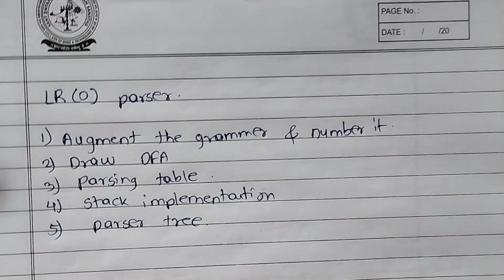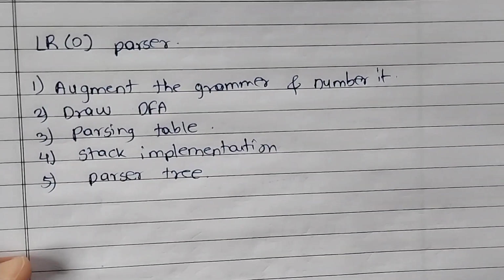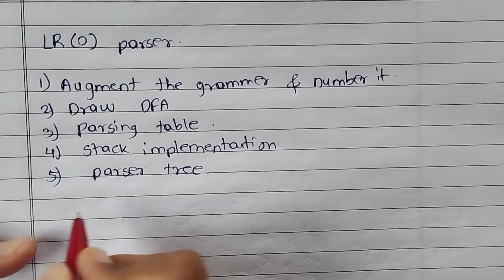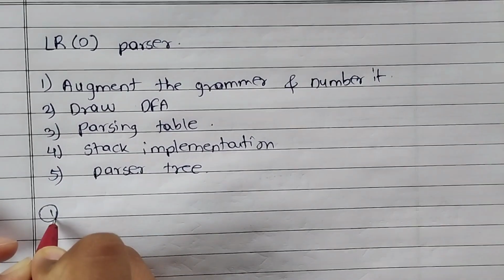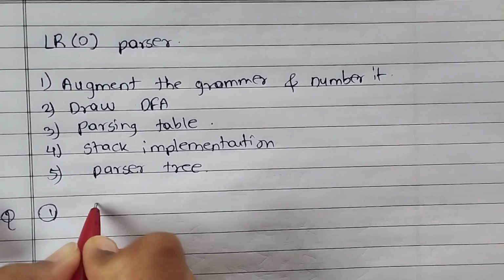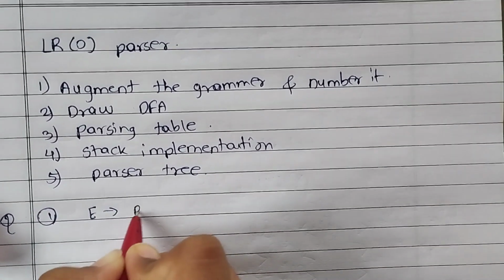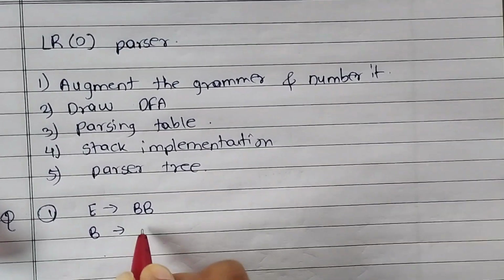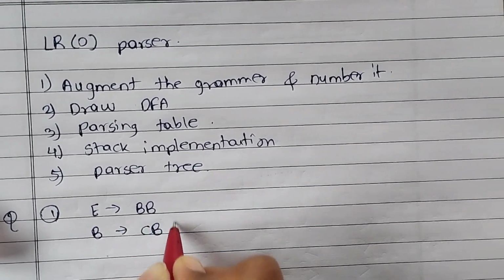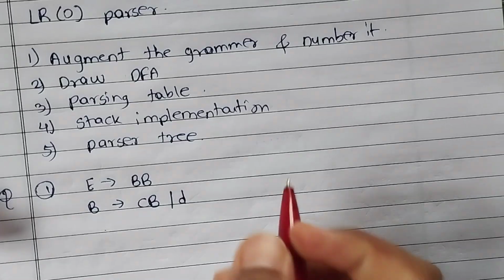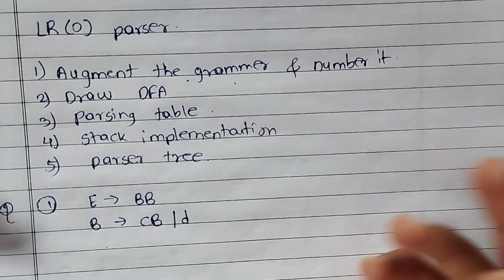So we see how these rules are followed in the LR0 parser by considering one example. The example is E → BB and B → CB or D. Now the first step is to augment the grammar. So how is it done?